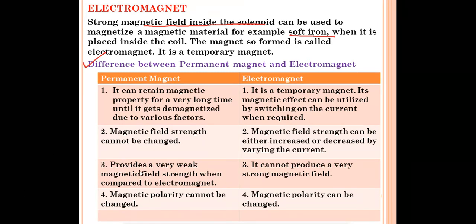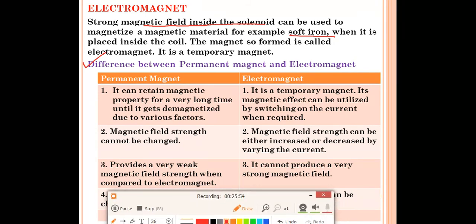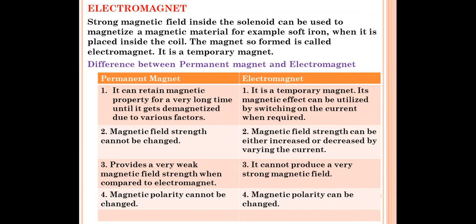Third point, a permanent magnet provides a very weak magnetic field strength when compared to an electromagnet. In a permanent magnet, the magnetic field strength is very weak, but electromagnets can produce a very strong magnetic field. Now, the fourth point: magnetic polarity cannot be changed in a permanent magnet. But in an electromagnet, magnetic polarity can be changed. So these are the four points of difference which we have written for permanent magnet and electromagnet. If you want, you can copy them down in your notebooks.